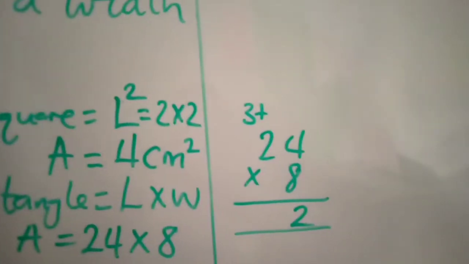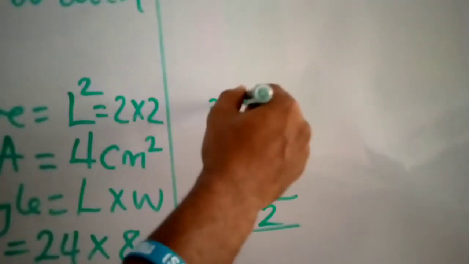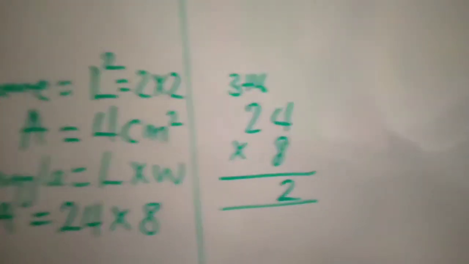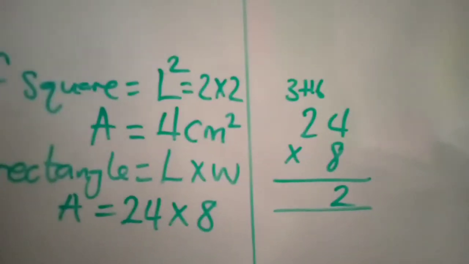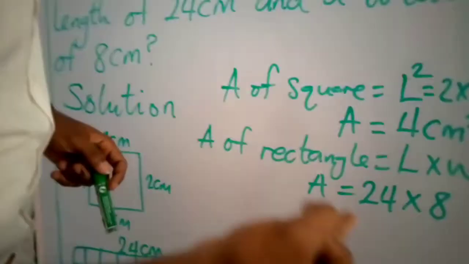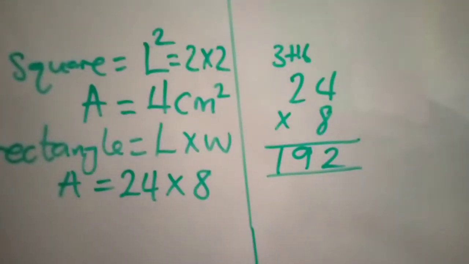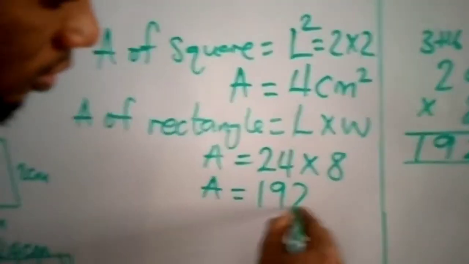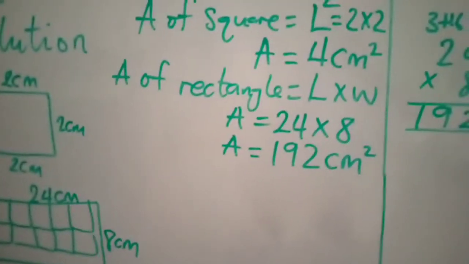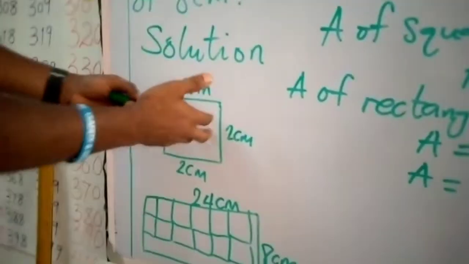Place it on top of the next number. 8 times 2 is what? 16. Good. You can add them up now. What is 16 plus 3? Keep 16 in your brain and count from 16: 17, 18, 19. So we have the area of the rectangle as what? 192 square centimeters.